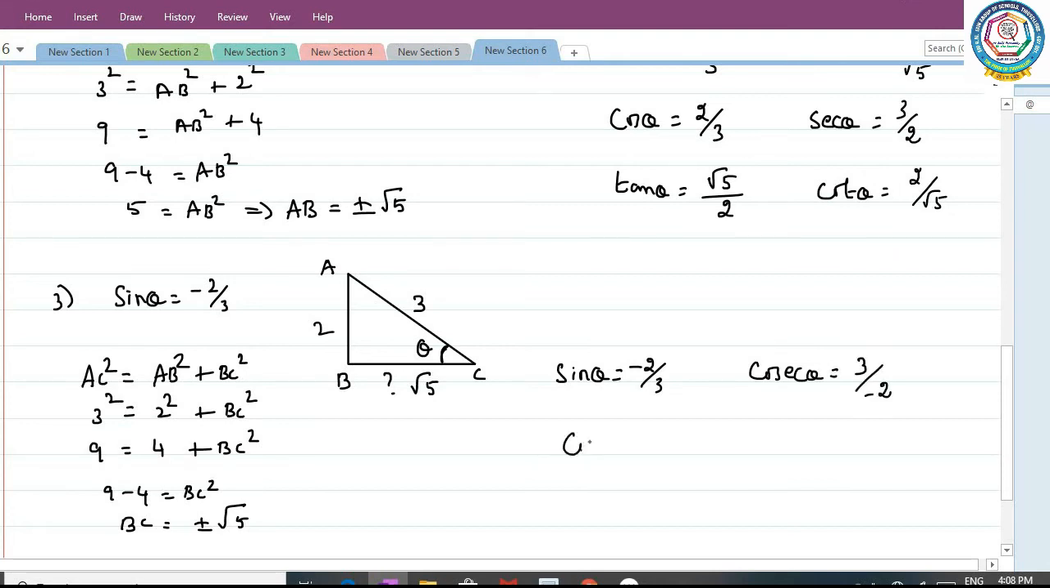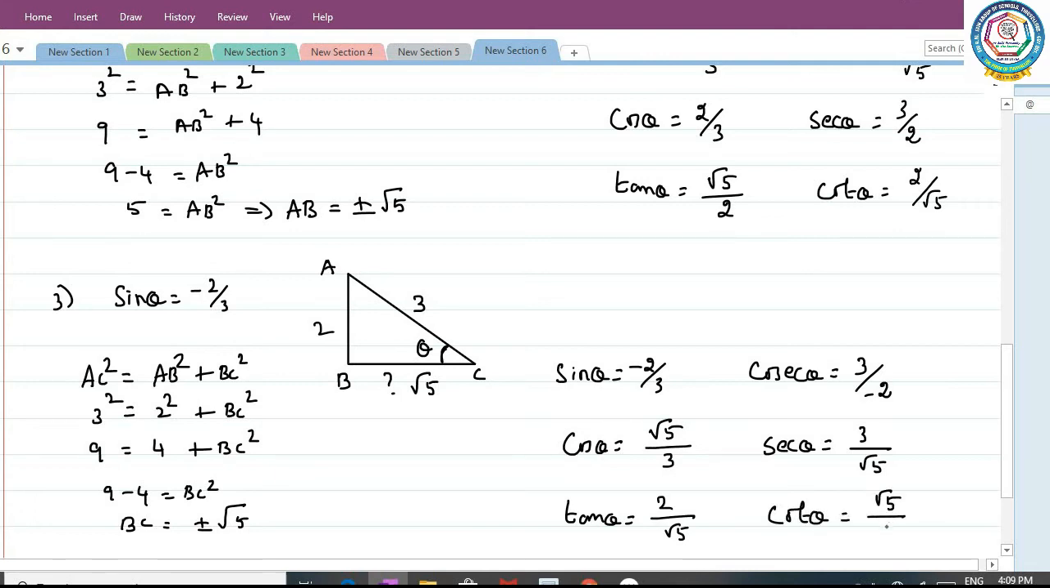Next one, cos theta. Cos theta is equal to adjacent side by hypotenuse. Adjacent side is root 5 by hypotenuse 3. What is the reciprocal of cos theta? Secant theta. Secant theta is equal to 3 by root 5. Next one, tan theta. Tan theta is equal to opposite side by adjacent side. So what is opposite? 2 by root 5. So what is the reciprocal of tan theta? Cot theta. Cot theta is equal to root 5 by 2.